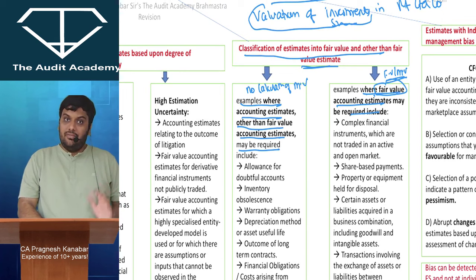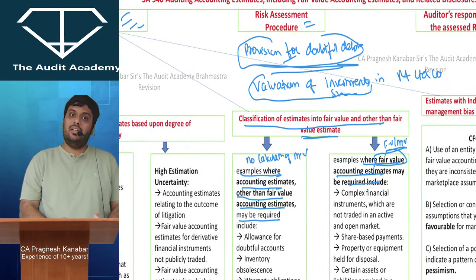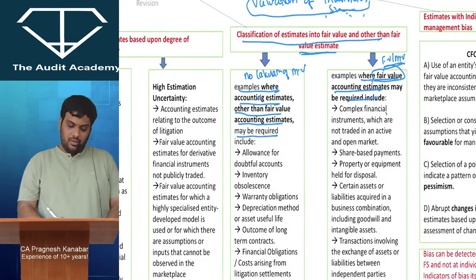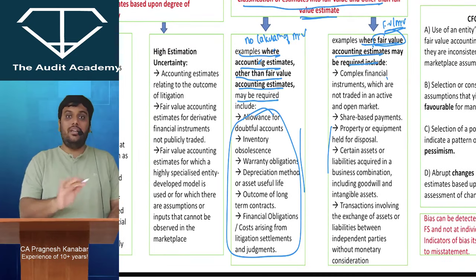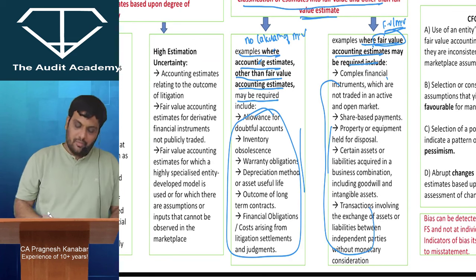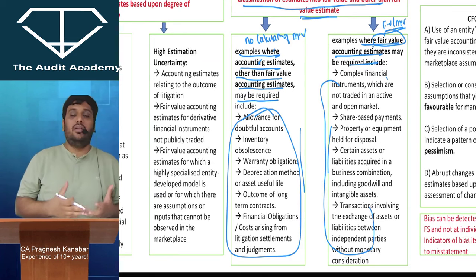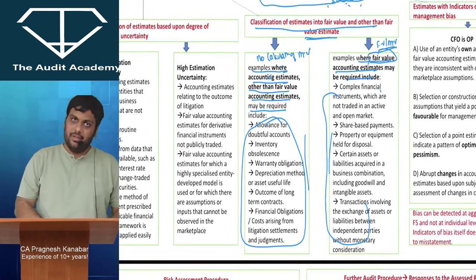I hope I have made myself very, very clear over here. Yes. So provision for doubtful debts is other than fair value estimate. And valuation of short term investments in private limited companies is a fair value estimate. Accordingly, these examples have been given. You will feel that in all of these examples, there is no need for calculation of a market value. Whereas in all of these examples, you will have to calculate the fair value. Only then you will be able to come to the conclusion. Correct? So it's so simple.